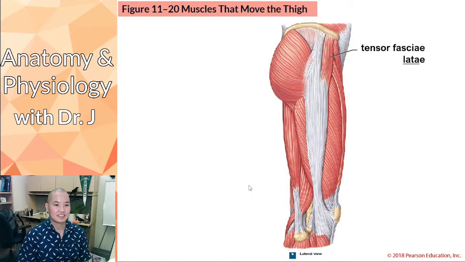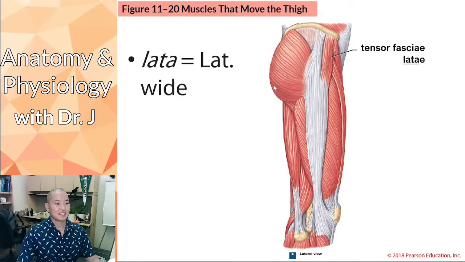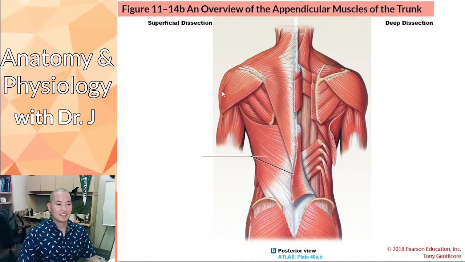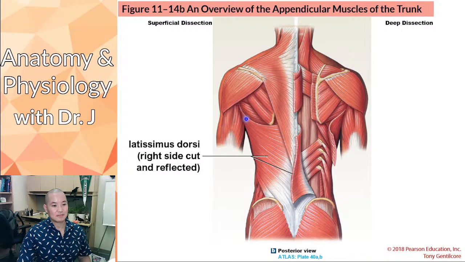And here we have the tensor fasciae latae, or TFL is a common abbreviation. So lata also means the same thing as lateral, but it can also mean wide. So lata is Latin for wide. And what do we have over here? We have our latissimus dorsi. So this is the right side over here, so our lats. Notice that if we had our lats intact, it would span all this way.